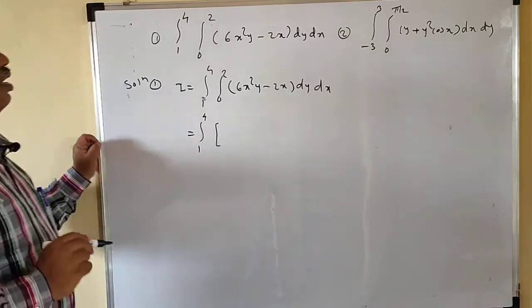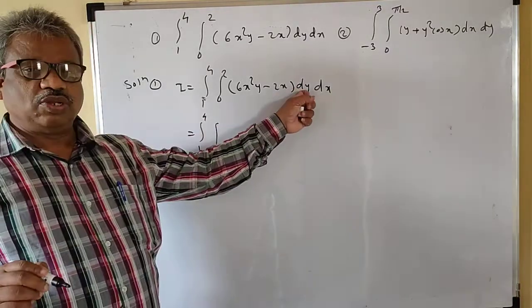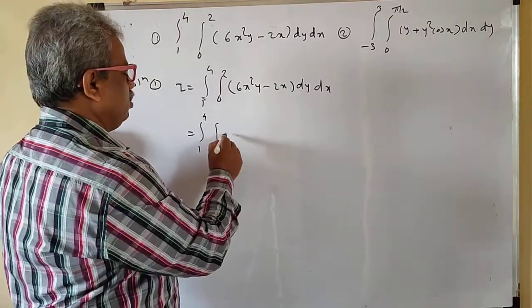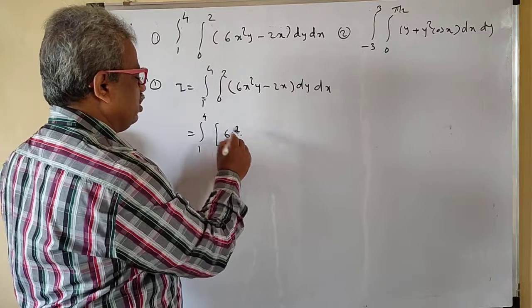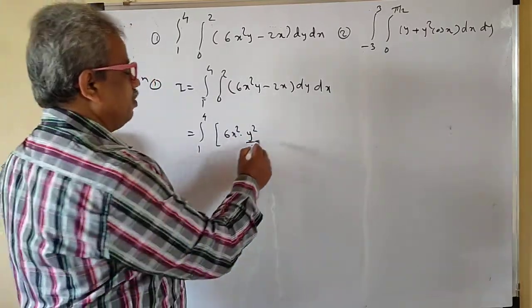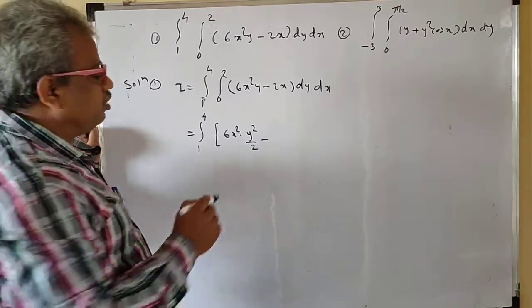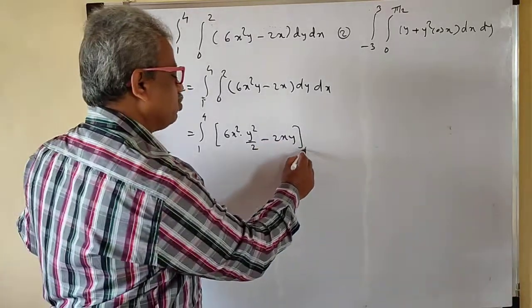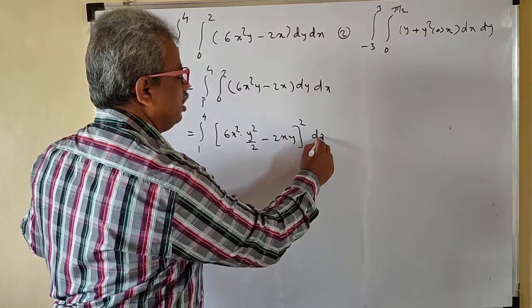I will integrate this. You are integrating with respect to y, so you have to keep x as a constant. So your 6x square is constant. Integration of y is y square by 2, minus your twice x is constant, so this is twice xy. Limit 0 to 2, dx now.